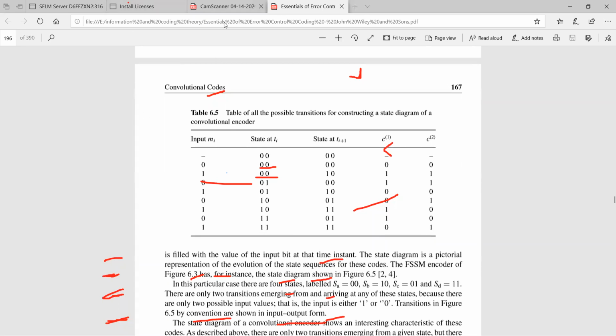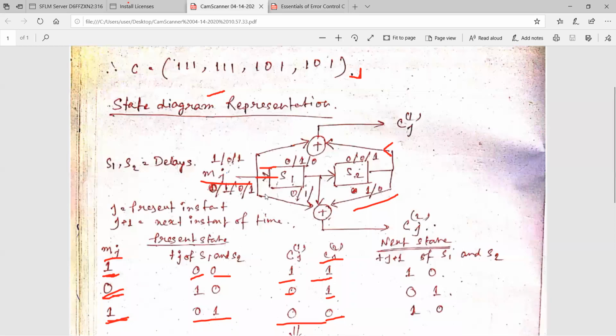So in this way, we are just making this diagram, which is called the state diagram. I'm just going back to my diagram and written notes, let me just erase all these sketches.